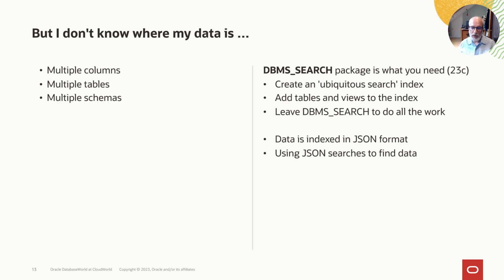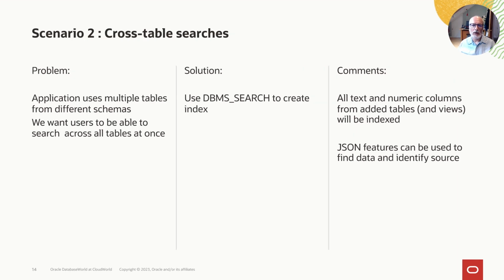Does require 23C, although it's possible that at some point we may backport this to 19C. But this is something we call the ubiquitous search index, the ability to search over all sorts of tables, views, even schemas in the same index. So let's look. Oh, I'm sorry, I should mention that the data is indexed in JSON format, and we'll see why in a second. So move on to a better description of this scenario.